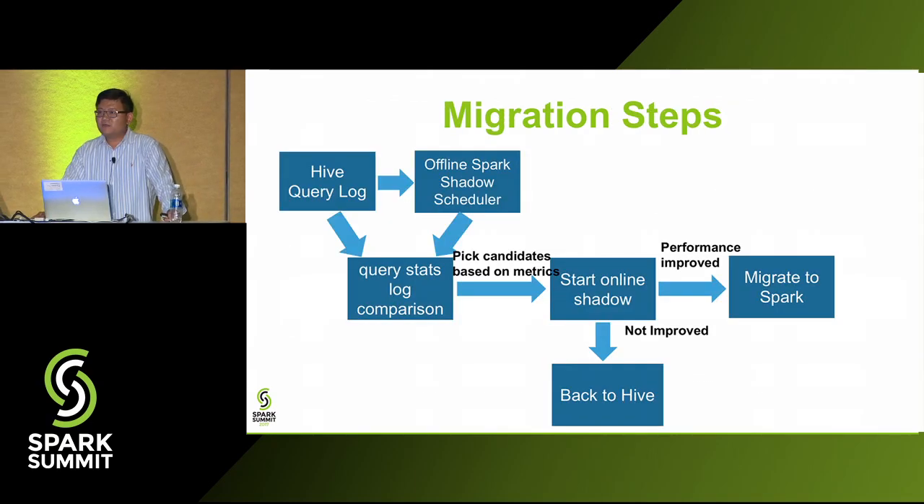After running online for 2 weeks or even more, based on the importance of the pipeline, we check the metrics. If they are consistent and meeting our criteria, we move forward to put them into Spark production. Otherwise, we revert back to Hive.